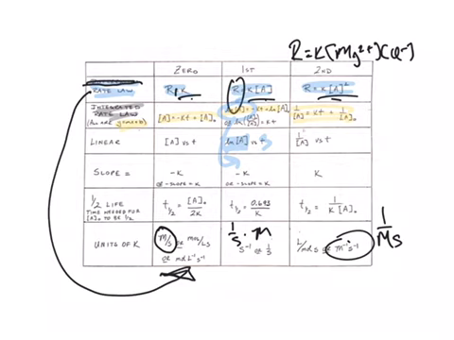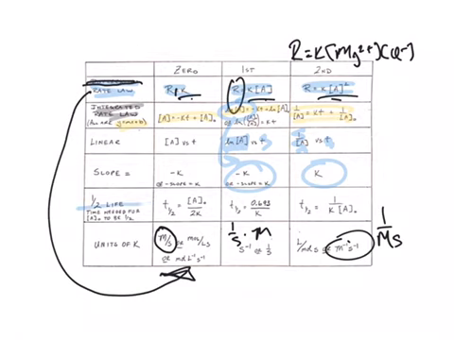If it's second order, when you graph the inverse of A versus time, that's what produces a linear function. So when you graph these, if it's first order, you have a negative sloping line. If it's second order, you're going to have a positive sloping line. That's all that negative sign is indicating: the sign of the slope.